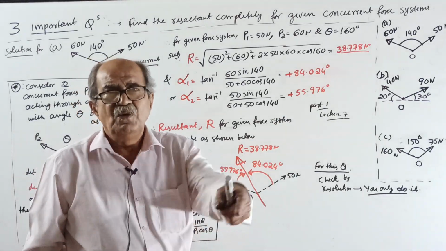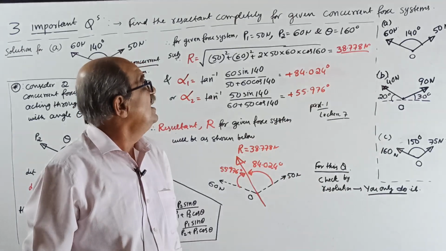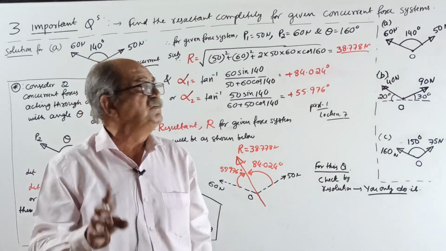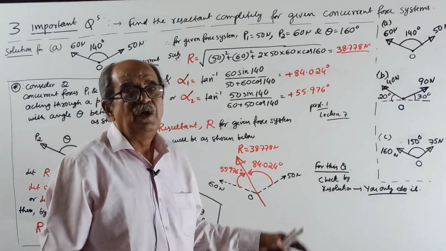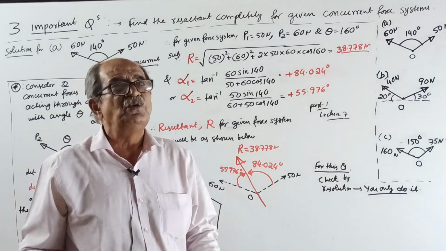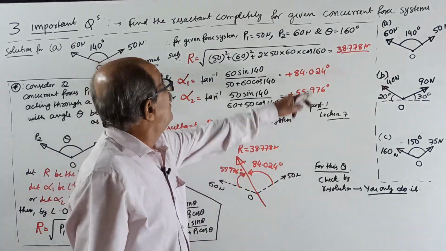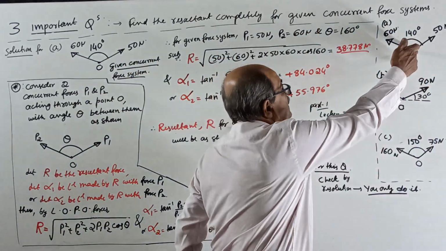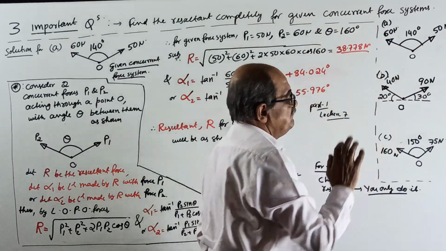Why? Go through earlier classes. Line of action location comes only when you go to the coplanar force system. After concurrent is over, when I change over to coplanar, there I will give you a full explanation regarding line of action for the given concurrent force system. Make a note. 3 questions are here, A, B, C.